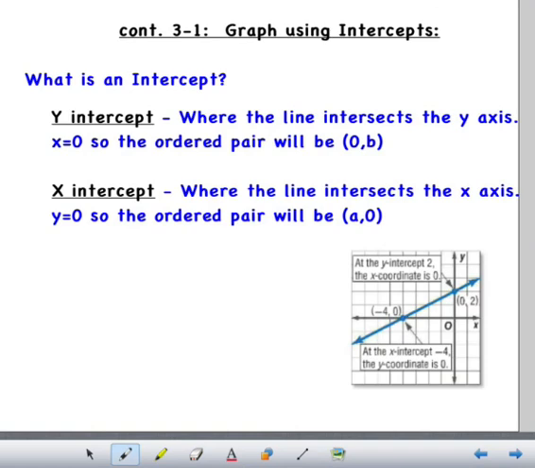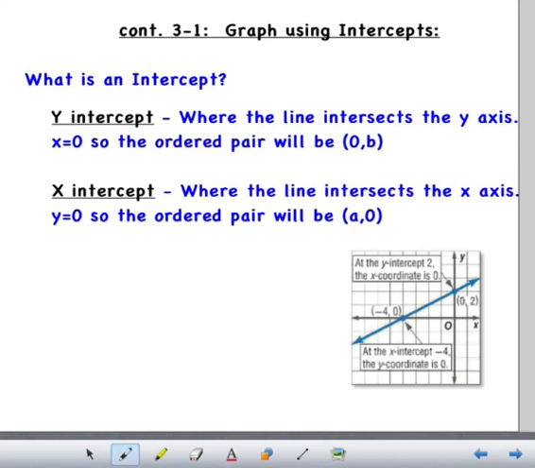Graphing of a line. We talked about graphing a line in the last video with a table. We set up ordered pairs. We plugged in either X or Y, found the other one, wrote our ordered pairs, plotted them, and then drew the line from those points. Today we're going to look at graphing a line using intercepts.